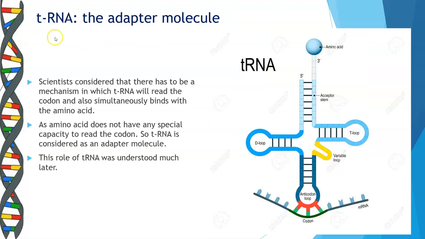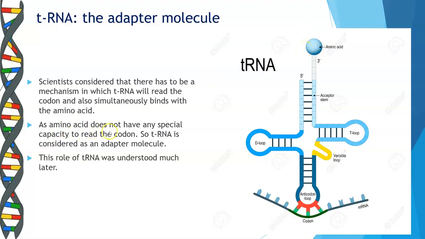Students, now let's have a look at the transfer RNA molecule. It's called an adapter molecule. Scientists considered that there has to be a mechanism in which tRNA will read the codon and also simultaneously bind with the amino acid. So this is the structure of your transfer RNA. It's a two-dimensional structure. There are two functions that your transfer RNA is performing. It has an anticodon loop where it recognizes the codon. At the same time, it has an amino acid binding site where it carries the required amino acid.